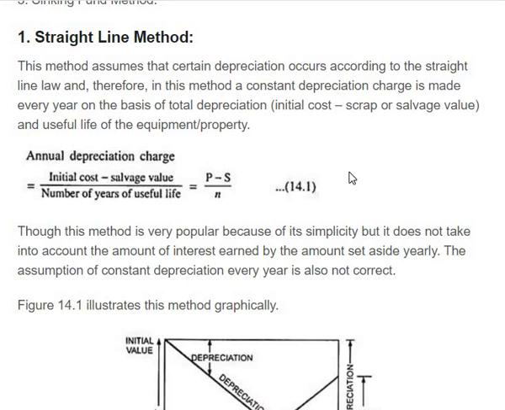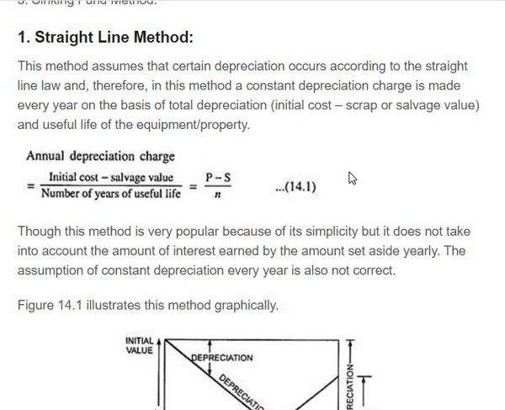The first method is the straight line method. In this method, it is assumed that depreciation occurs according to the straight line law, and therefore a constant depreciation charge is made every year on the basis of total depreciation. It means initial cost minus scrap or salvage value, over the useful life of the equipment or property.